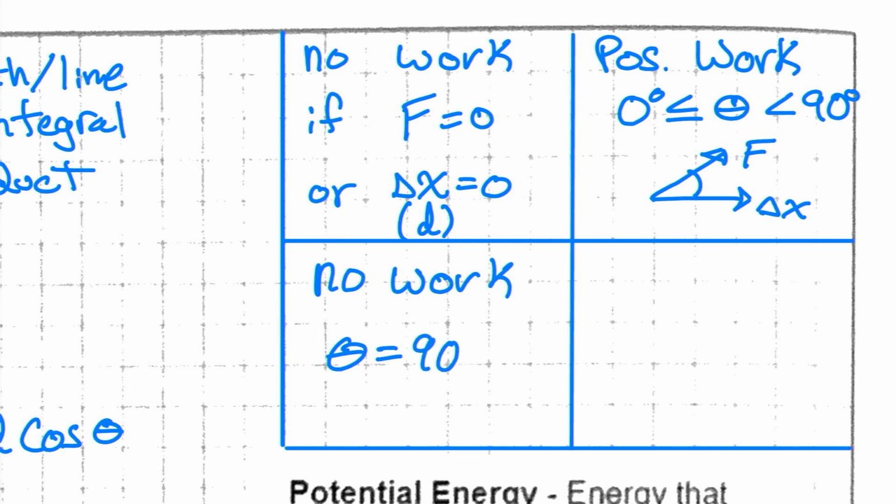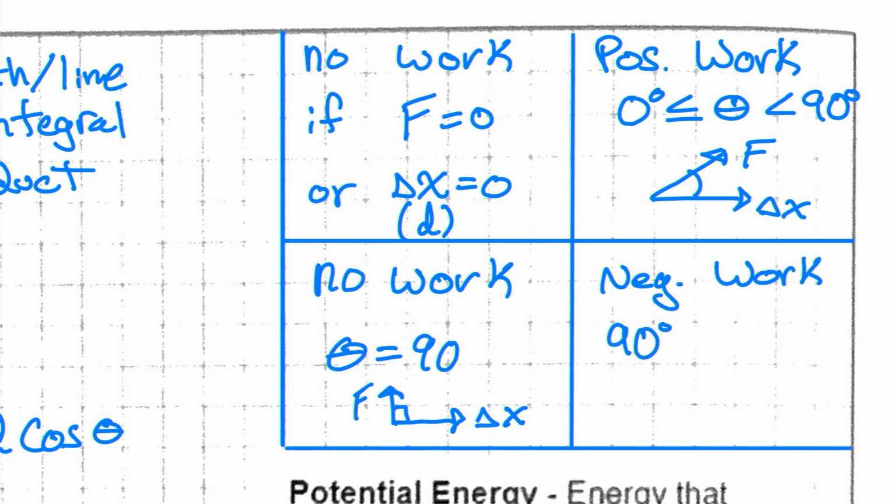If theta equals 90 degrees, we also have no work. Cosine of 90 is 0. So if we were exerting a force upwards and the motion was to the right, 90 degrees, no work being done. We get negative work if we have an obtuse angle where 90 degrees is less than theta, less than or equal to 180. So if we are moving to the right, but our force is directed somewhat in the opposite direction, the left or up and to the left, then we get a negative amount of work done.